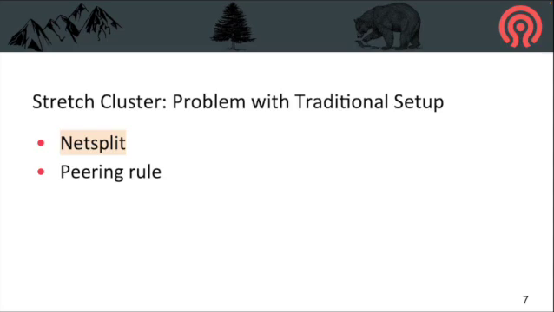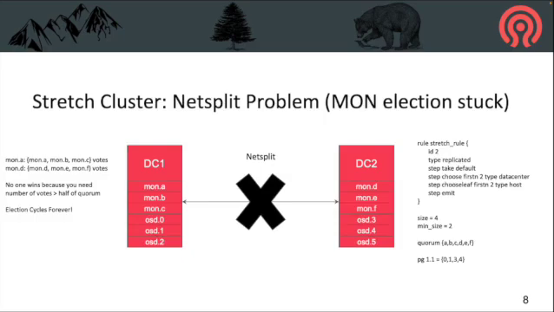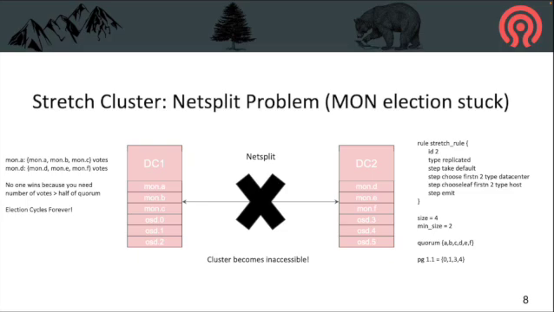There are two problems with the traditional stretch cluster setup: one is net split, and the other is the peering rule. Remember these two things. In the traditional setup, when there's a net split between DC1 and DC2, let's say monitor A proposes itself as leader. It will only receive votes from the monitors in DC1 because it can only communicate with the monitors in DC1. And monitor D also proposes itself as leader, but it can only communicate with the monitors in DC2. In order to win an election, the number of votes needs to be more than half the quorum size. So no one wins in this scenario. The election cycles forever and the cluster becomes inaccessible.